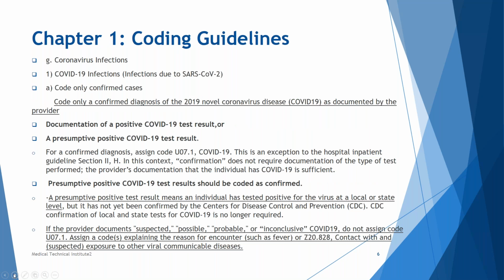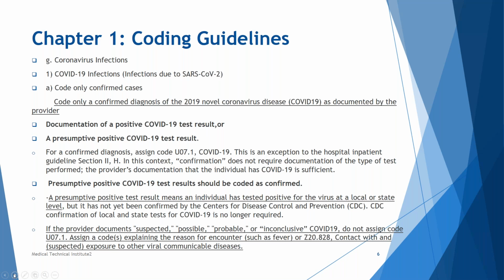So, Chapter 1, Coding Guidelines. This is the part that was actually added and has taken place in our guidelines as of April 1st, 2020. Coronavirus infections: of course, we stated that the infection is due to SARS, so it's a SARS infection. You code only confirmed cases as documented by the provider. Of course, everything is built on documentation.